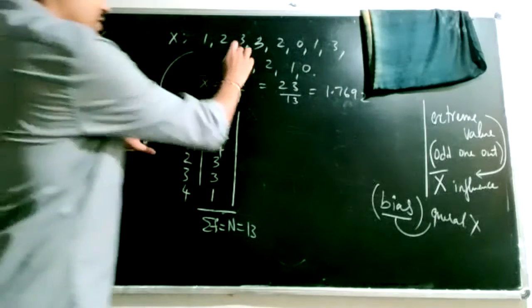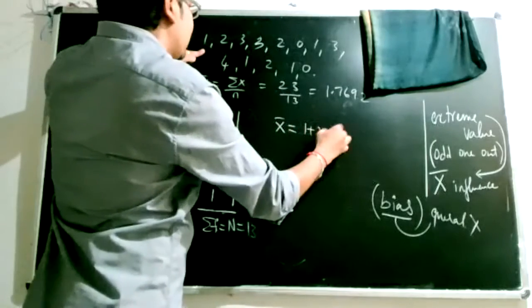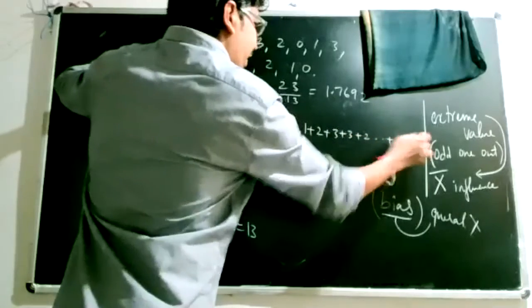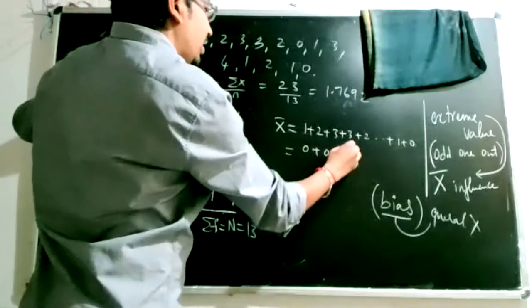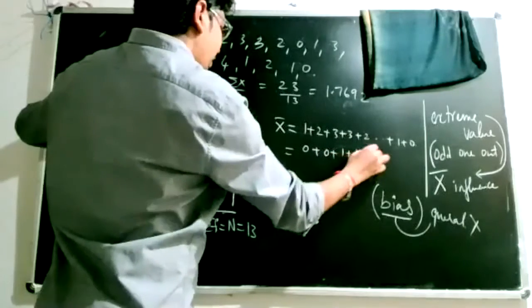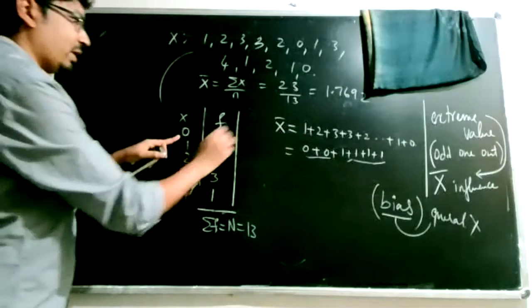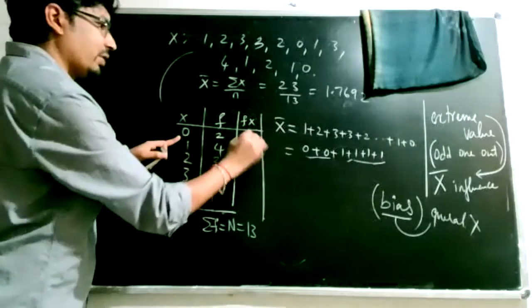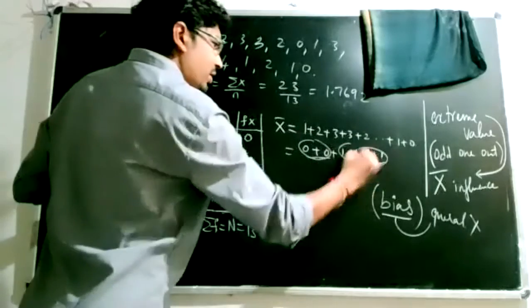And if you look into the sum, now to compute x bar, you will do 0 plus 0 plus 1 plus 1 plus 1 plus 1, because we have 4 times 1, which is mathematically the same as the product of f into x. 0 into 2, so this is 0. 1 into 4, so this is equal to 4.